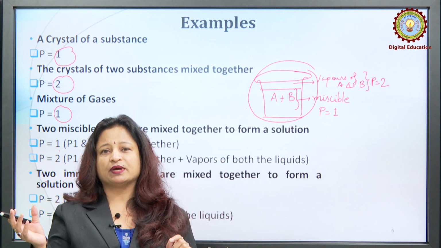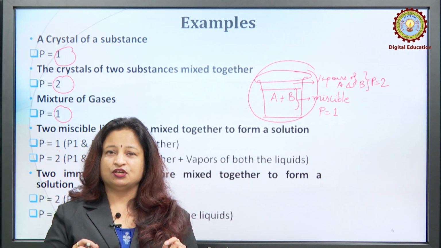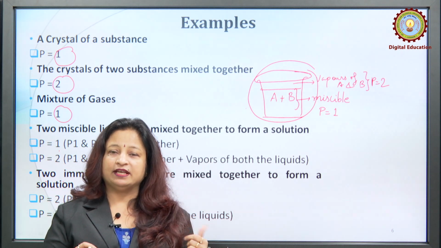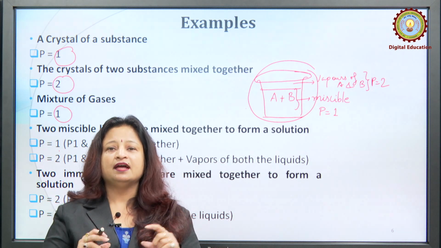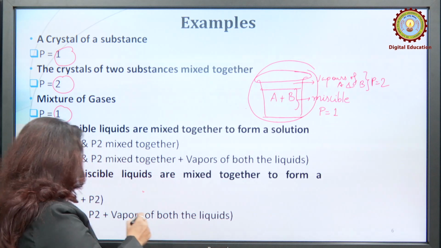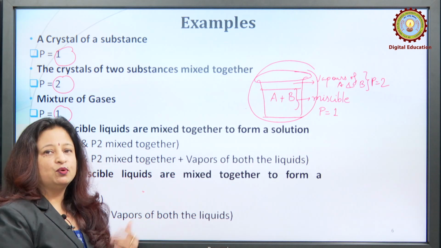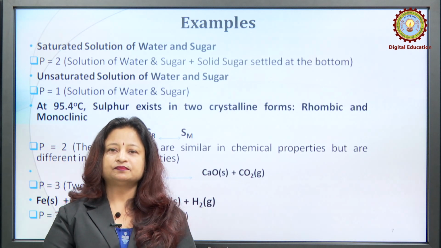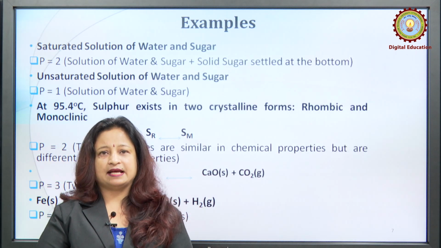Now vapors will mix together to constitute a single phase. So in this particular case you can see the number of phases would be 2 when only the solution is considered, and when the entire system is considered, the number of phases will be 3 only. So here we have considered both the cases, P is equal to 2 and P is equal to 3. Now let us take another example.